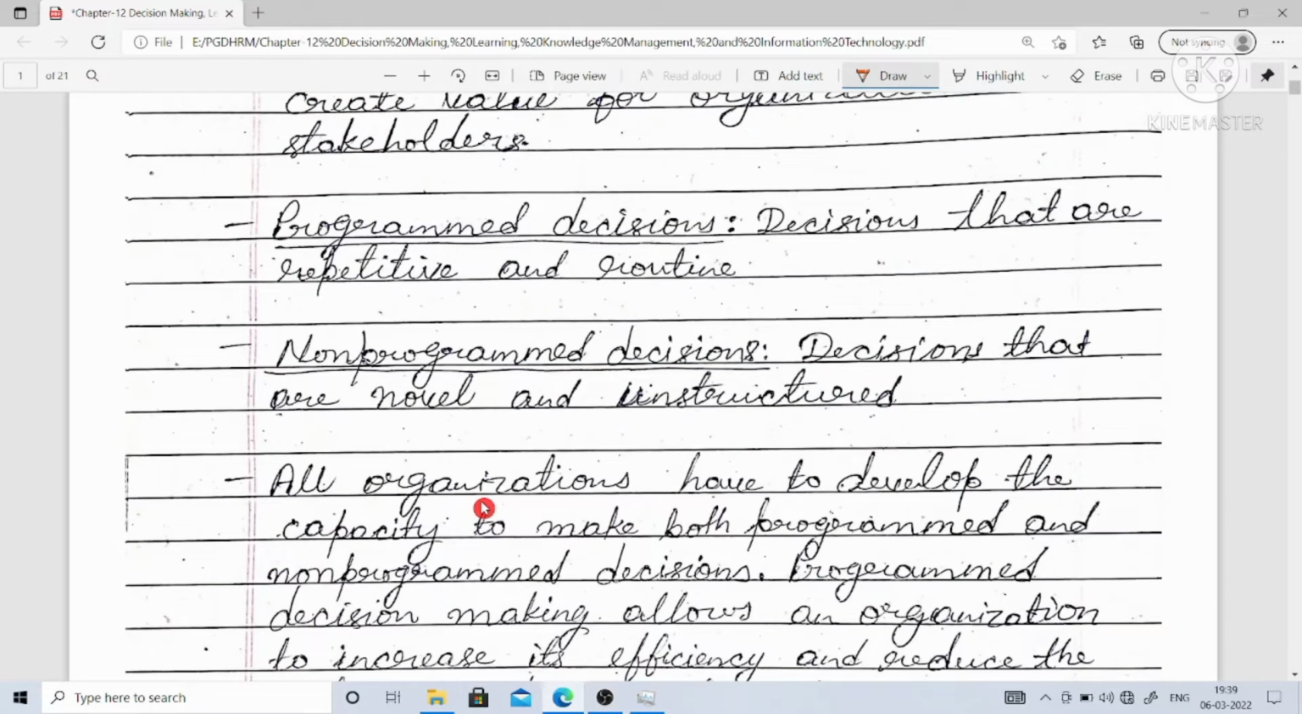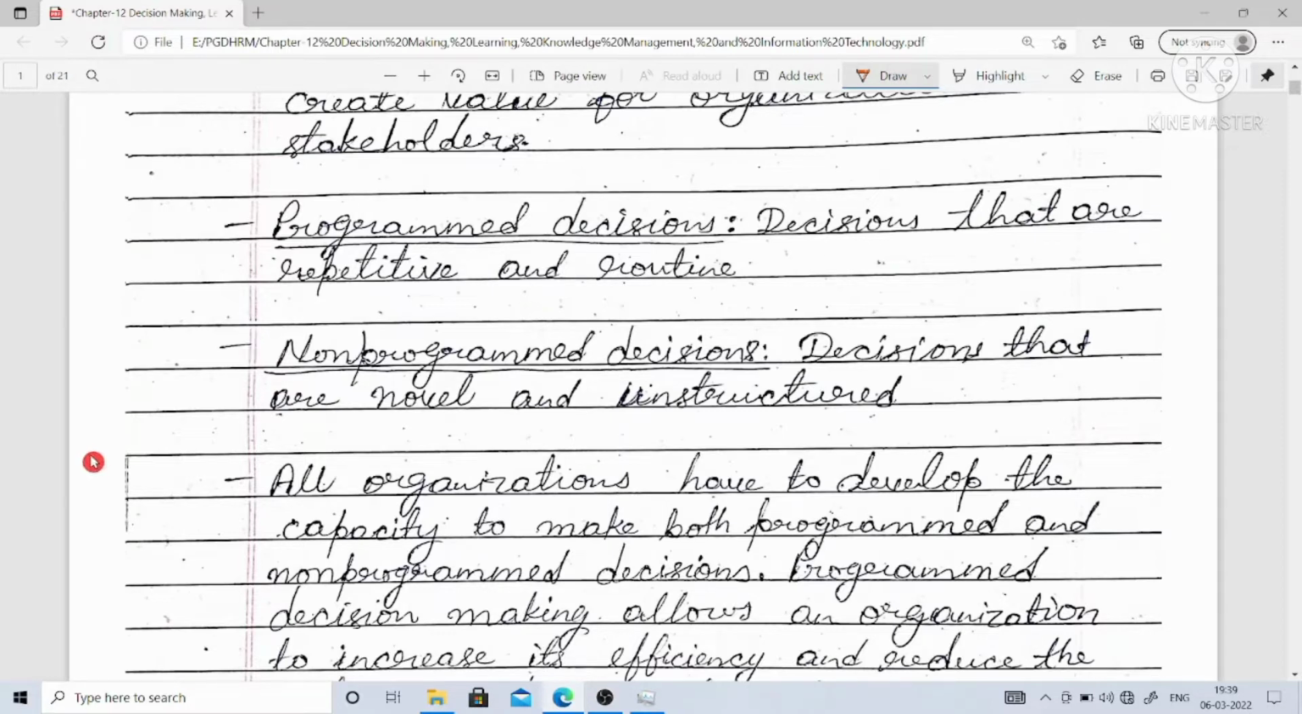Two types of decisions are generally involved in the organization. The first type is programmed decisions. What are they? Decisions that are repetitive and routine. Those decisions which repeat themselves again and again in the organizational processes are known as programmed decisions.